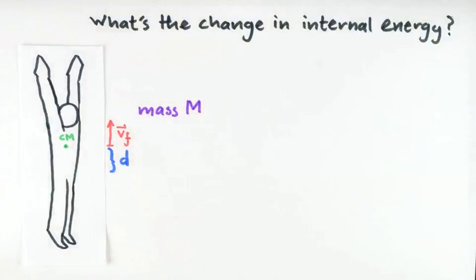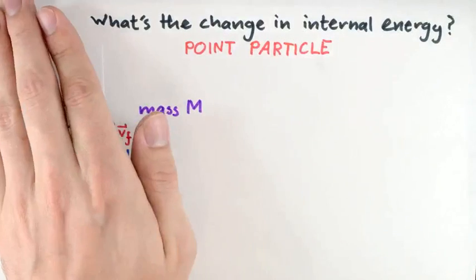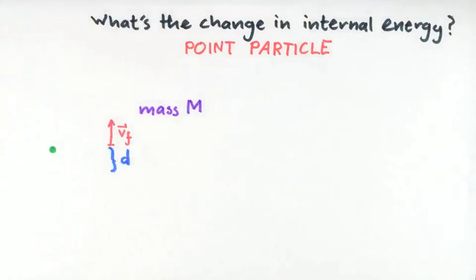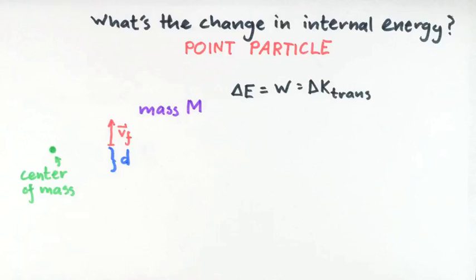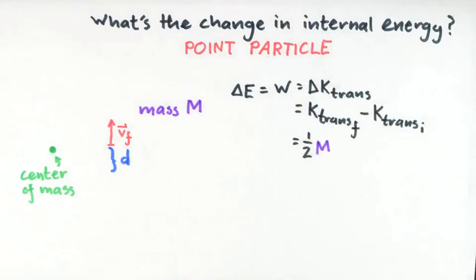Let's choose as our system the jumping person, and let's first apply the energy principle to the simplified point-particle model of this system, where we are focused only on the center of mass motion. Here's the sketch for this. Our energy principle here focuses on the change in translational kinetic energy and connects that to the work done on that system as it displaces through the center of mass displacement. We have enough information to determine the change in translational kinetic energy. We have the initial and final speeds as well as the mass.